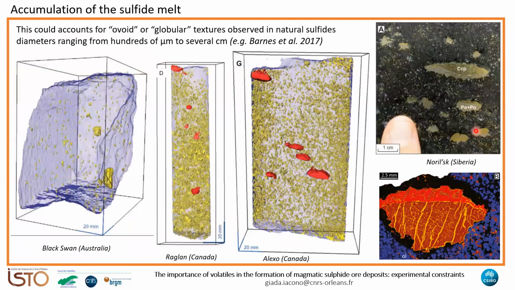So we propose that this mechanism could account for ovoid or globular textures that are observed in natural sulfides, with diameters ranging from hundreds of microns to several centimeters. You have a few examples here, of course from Norilsk, where the rocks also contain segregation vesicles, but also some other examples from komatiite-hosted deposits in Australia or in Canada. You see particularly nicely here these globular textures, globular sulfides within a matrix of disseminated sulfides.